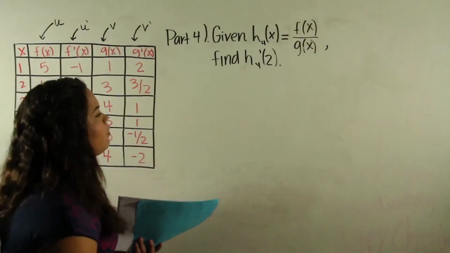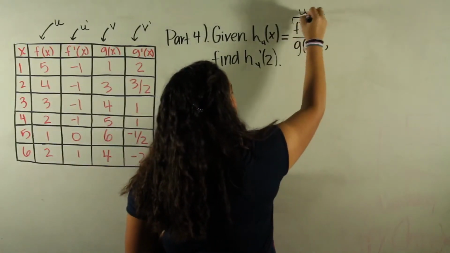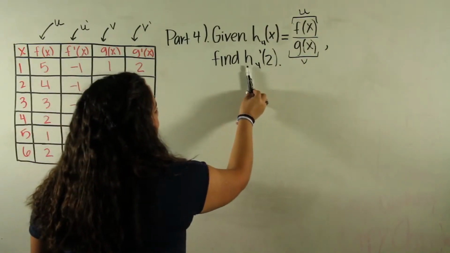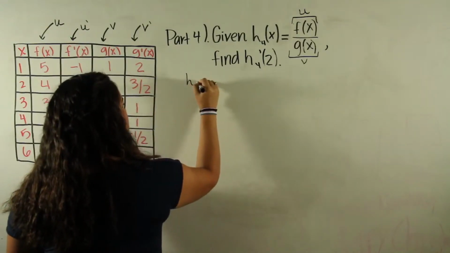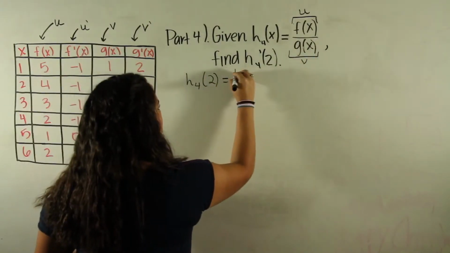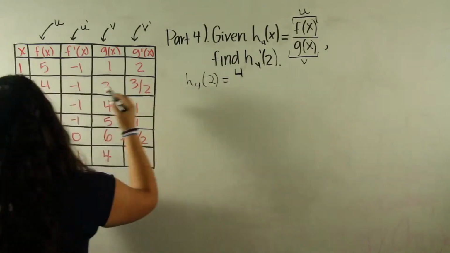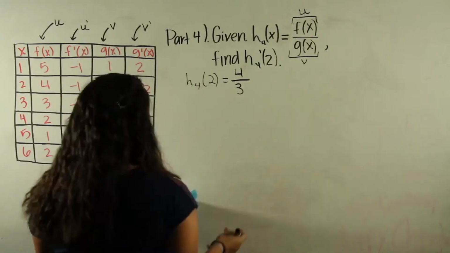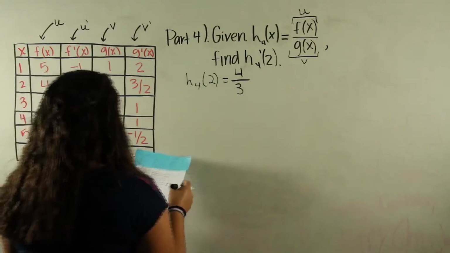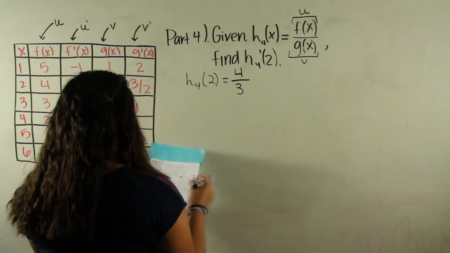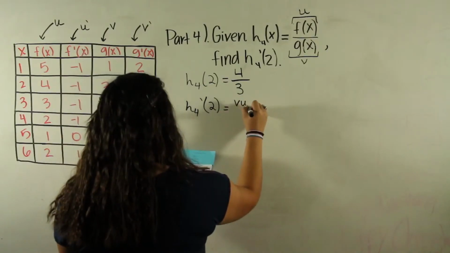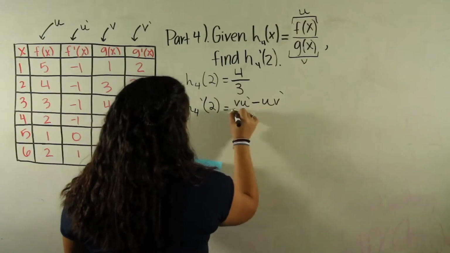Now we'll be working on part 4, and the first step is to label that this is u and this is v. Okay, so first step is we have to know what h4 of 2 is. So h4 of 2, well, f of x when x equals 2 is 4. And g of x when x equals 2 is 3. So using our formula chart and using the quotient rule, which is number 4, we know that h4 prime of 2 equals vu prime minus uv prime over v squared.